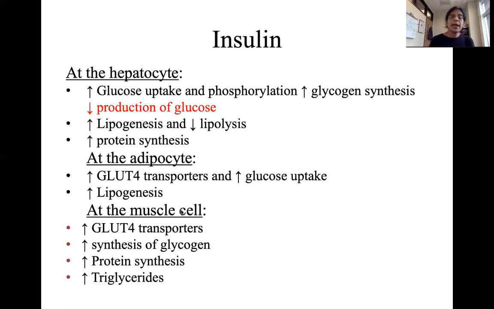What about the adipocyte, that is in the adipose tissue? What message does insulin give? Adipocytes have GLUT4 transporters. They are the ones that are dependent on insulin. Now, in the presence of insulin, GLUT4 transporters are busy transporting glucose into the adipocyte. That's what you refer to as glucose uptake. And this glucose is now converted to lipids, triglycerides.